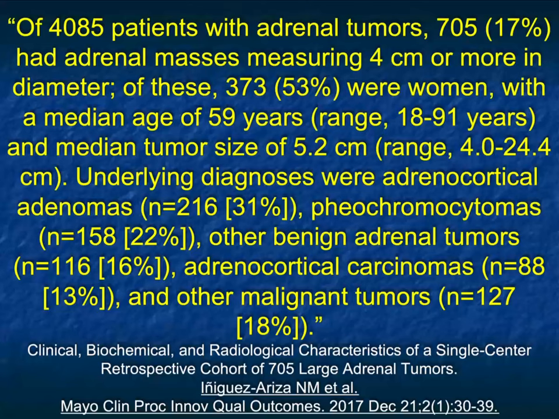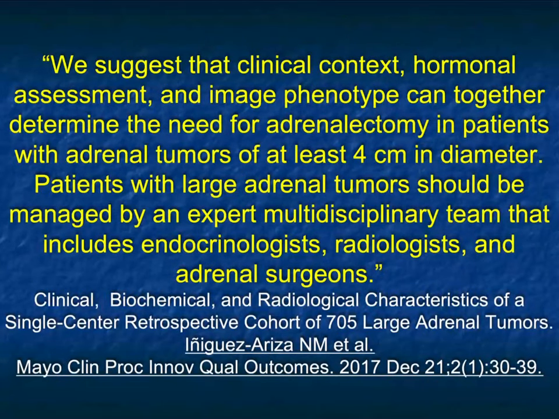But if you look, 31% were adenomas, benign lesions. Pheos were 22%, and we usually can recognize pheos. Other benign lesions were 16%. Adrenal cortical carcinoma was 13%, and other malignancies 18%. So above 4 centimeters, only a third of the lesions were actually malignant. And so the authors make the point, we suggest that clinical context, hormonal assessment, and image phenotype together can determine the need for adrenalectomy in patients with 4 centimeter lesions.